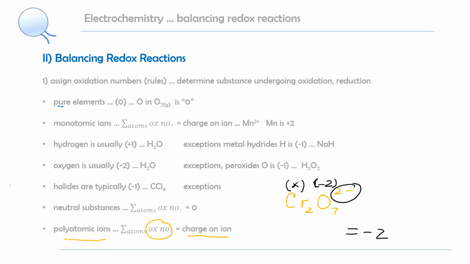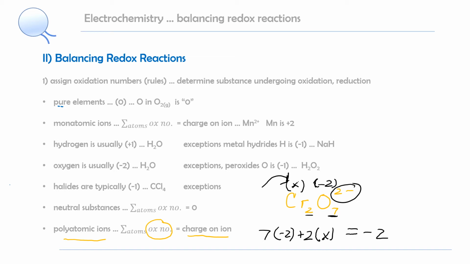All right, so starting with what I know, I have 7 oxygen, each at an oxidation number of -2. I have 2 chromium. I do not know the oxidation number, X. I'm trying to figure that out.